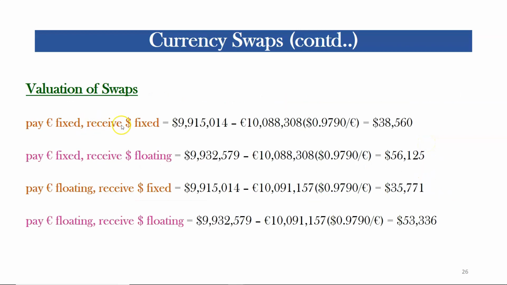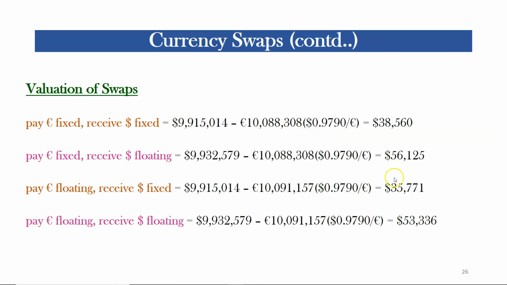The first swap that we are valuing here is the swap from our Reston technology example. The value of this swap 90 days into its life, where Reston pays euro fixed and receives dollar fixed, is equal to $38,560. As we are valuing the swap in dollars, we are converting the value of the euro side of the swap at the spot exchange rate 90 days into the swap.